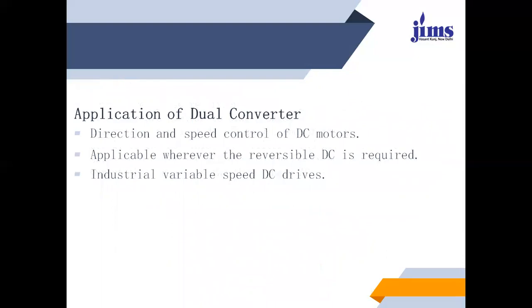The last one will be the applications of the dual converter. It will be used for the direction and speed control of DC motors. It can be applicable wherever reversible DC is required for the system. The last one will be the industrial variable speed DC drive. So the applications of the dual converter will be associated over here.